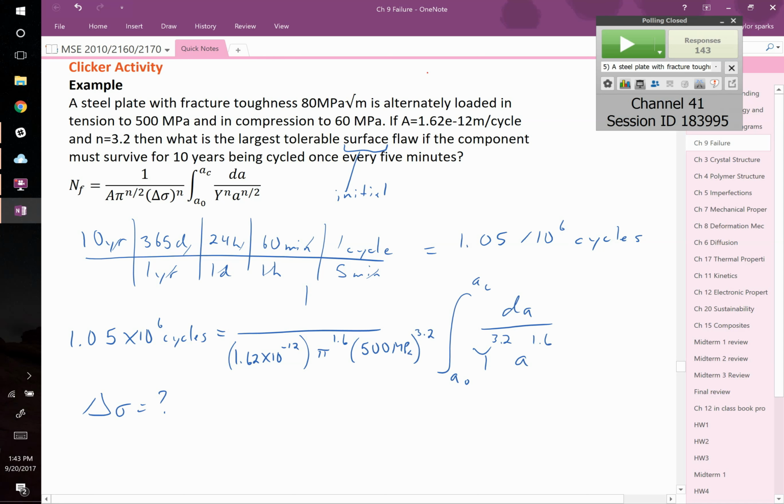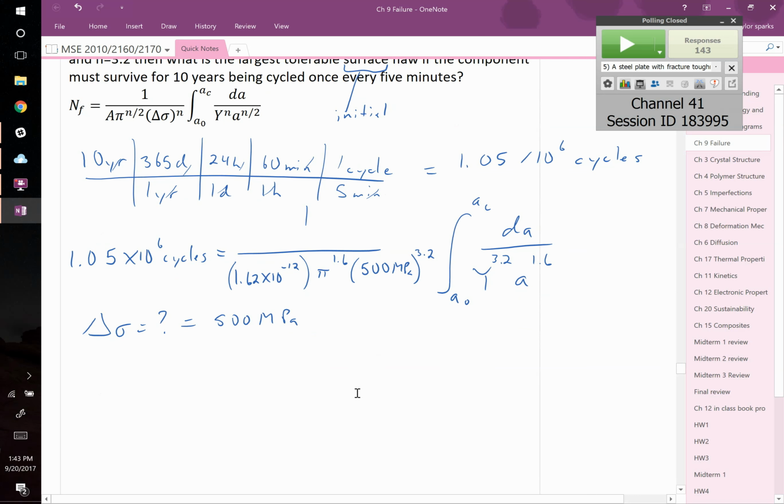So we could solve this, except we need something else. What do we need to know still? Well, you have one equation so far, and we have 2 unknowns. We have A naught, which we really want to solve for, and we have AC. How do we figure out what AC is? Yeah, Rosa, question? Exactly. You're going to use the fracture toughness equation.